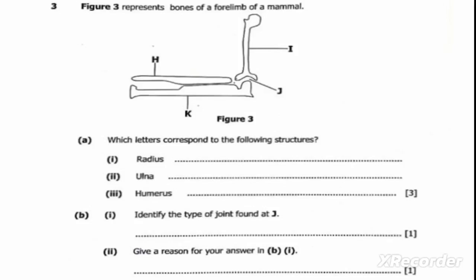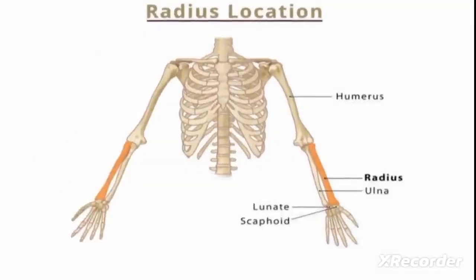Question 3a, which letters correspond to the following structure? Roman numeral 1, radius. Roman numeral 2, ulna. Roman numeral 3, humerus. So we have humerus, which is found here. Radius is found here. Ulna is found here.